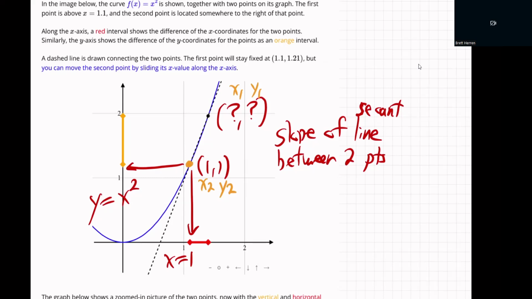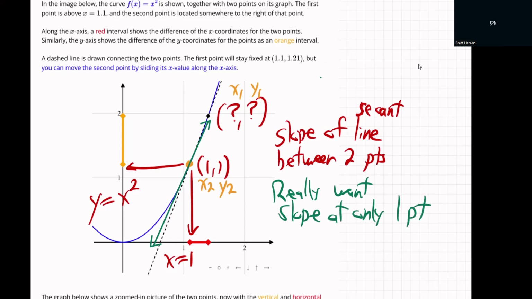Could we do that? Can we get the slope where it barely nicks just 1 point? Sort of like that. See how that kind of looks like it just hits 1 point? That's called a tangent line. So we really want the slope at only 1 point. That's the tangent line.